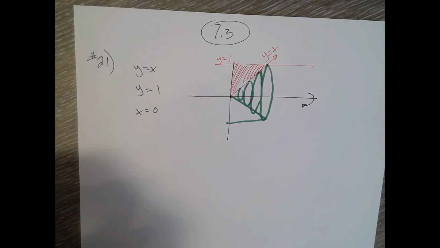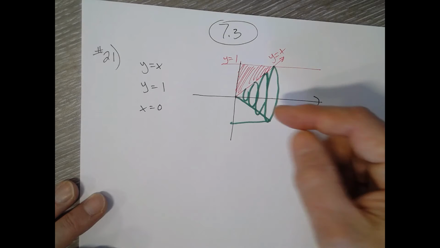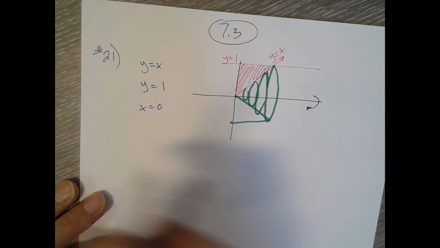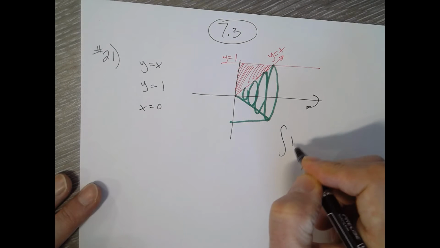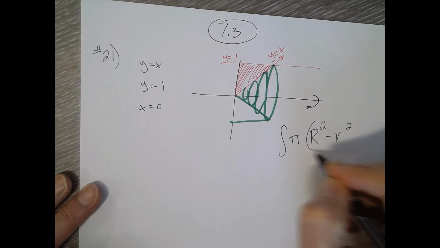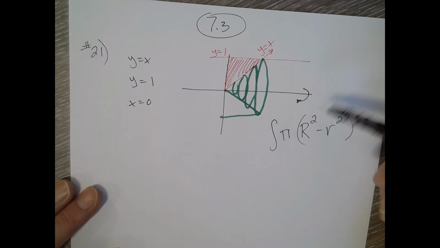is a washer. I know it's a washer because there's a hollow spot, like it holds water. It's kind of like a bowl, if you can imagine that. So a washer method is the integral of pi big R squared minus little r squared. And in this problem, we're going around a horizontal axis of revolution, so it's going to be dx.